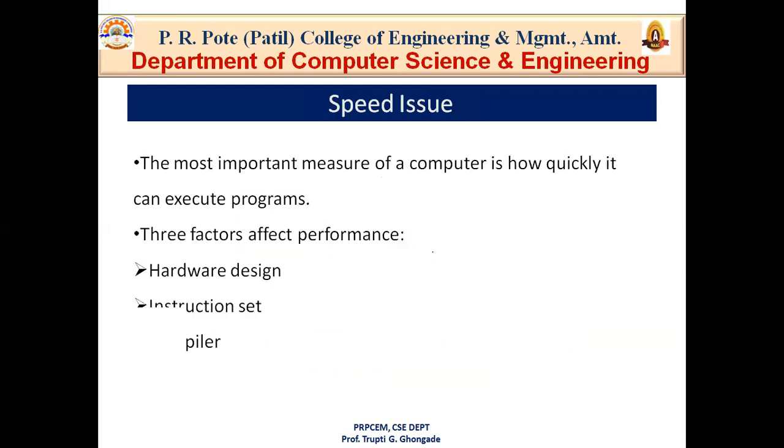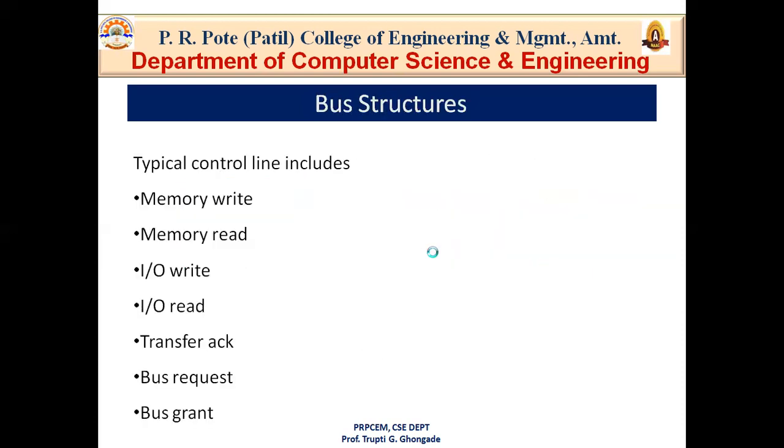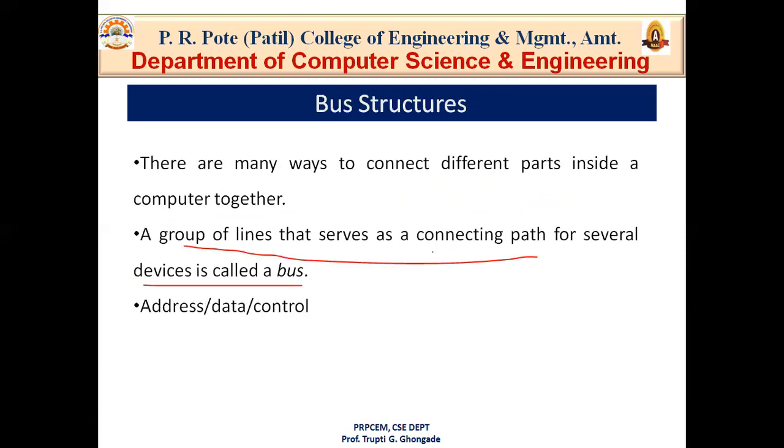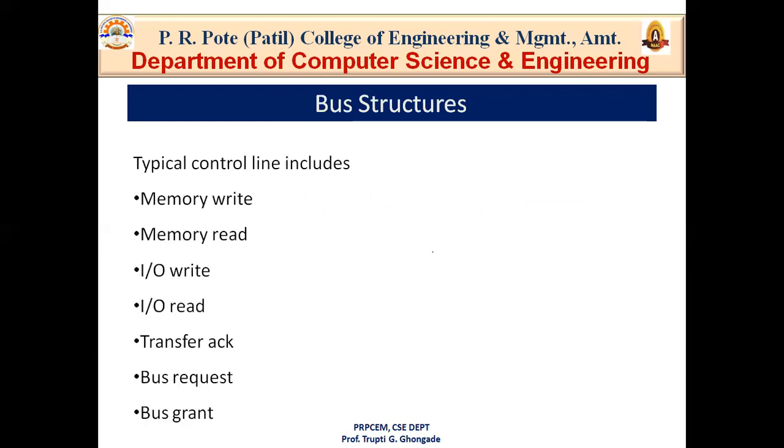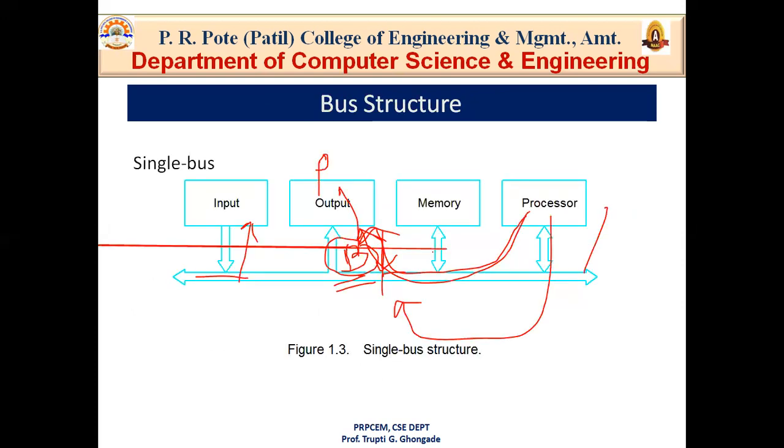Okay, so in today's lecture, we'll talk about what is bus structure, what is address bus, data bus, and control bus. Then what control lines or control signals include, that is memory write, memory read, IO write, IO read, transfer acknowledgement, bus request, and bus grant. After that, we'll discuss the single bus. All the devices are connected to a single bus. But one of the disadvantages of a single bus is that only one or two devices can communicate at the same time by using this bus. Otherwise, it will slow down your computer system.